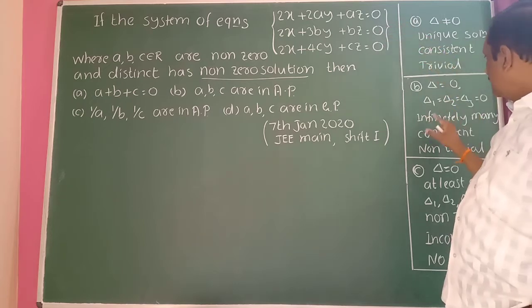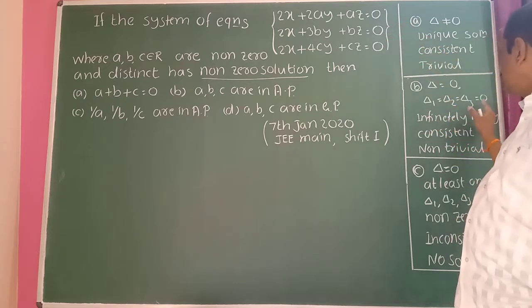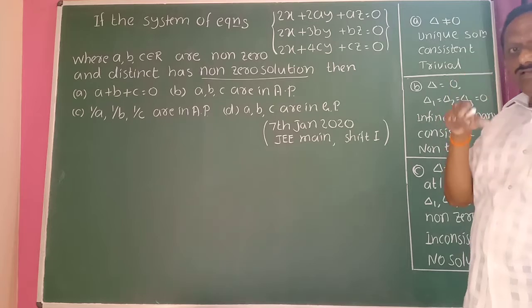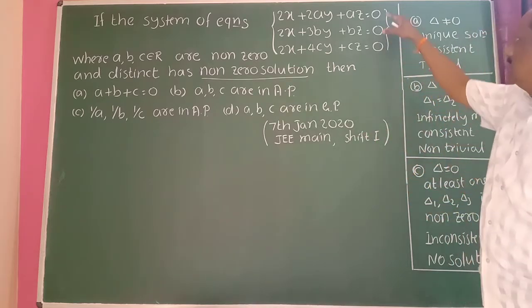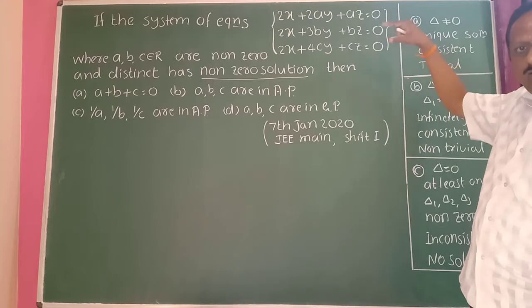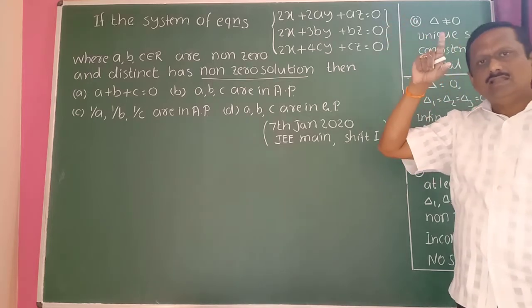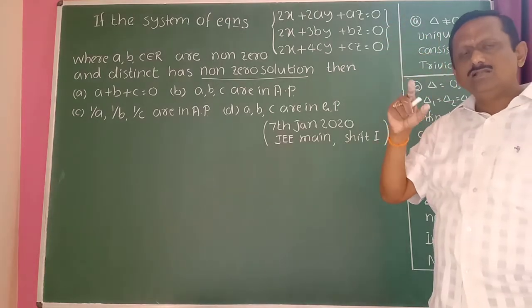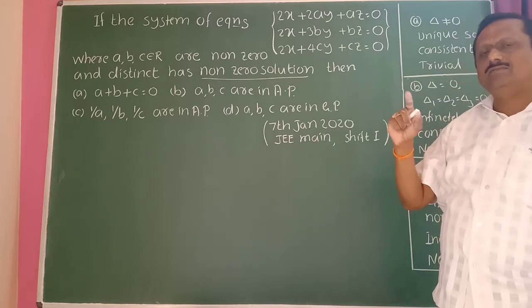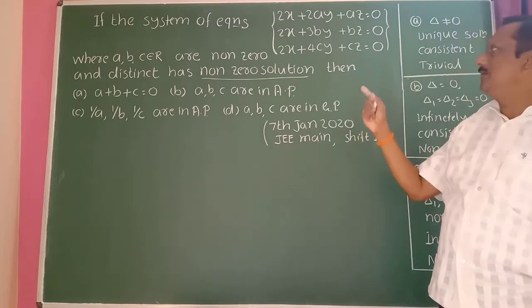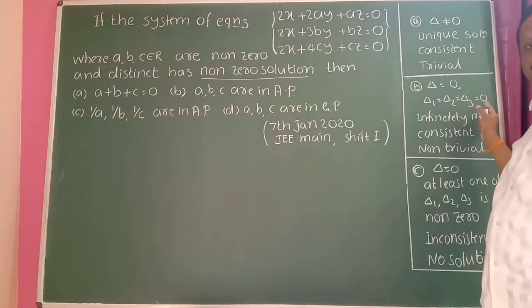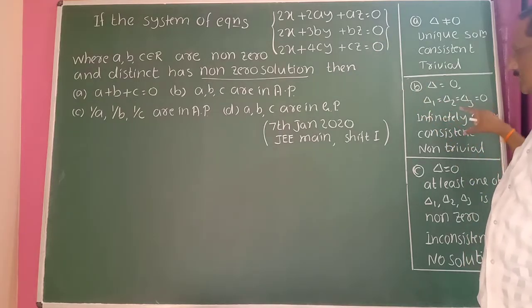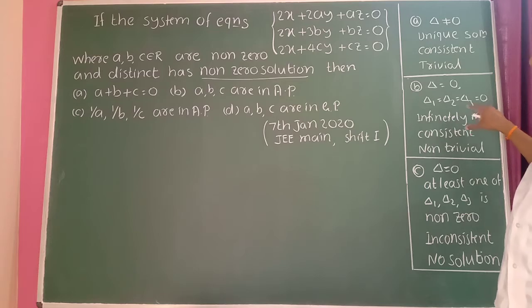RHS is 0 means delta 1 is 0, delta 2 is 0, delta 3 is also 0, because you are replacing the first, second and third column by these elements here. So in a determinant, if any row or any column has all elements 0, then the value of the determinant is 0. Therefore here RHS are 0 means delta 1 is 0, delta 2 is 0, delta 3 is also 0. So this is suitable here. In this case delta is 0.